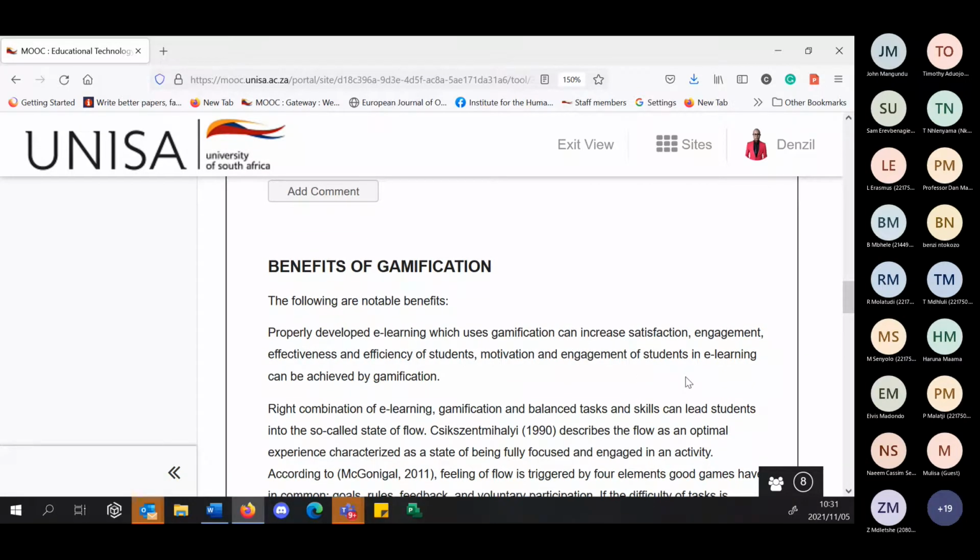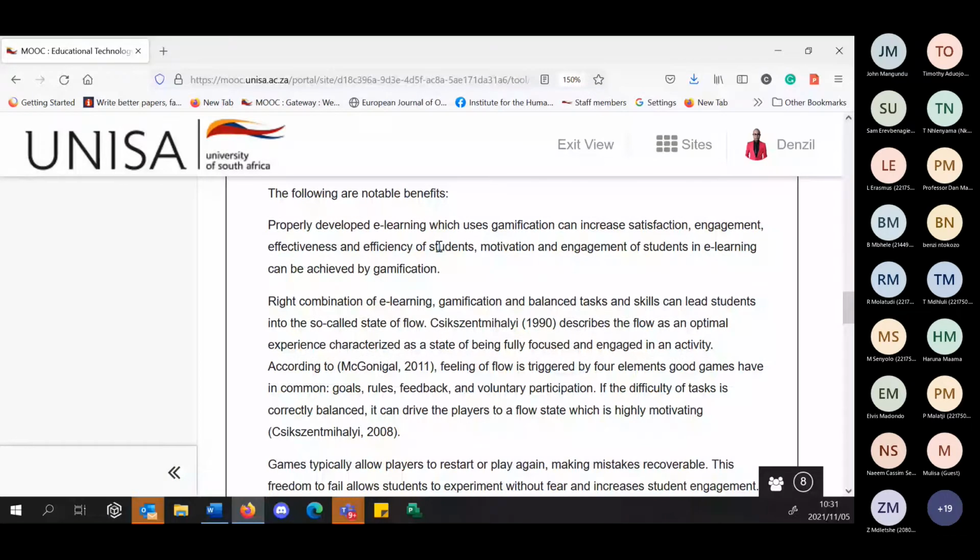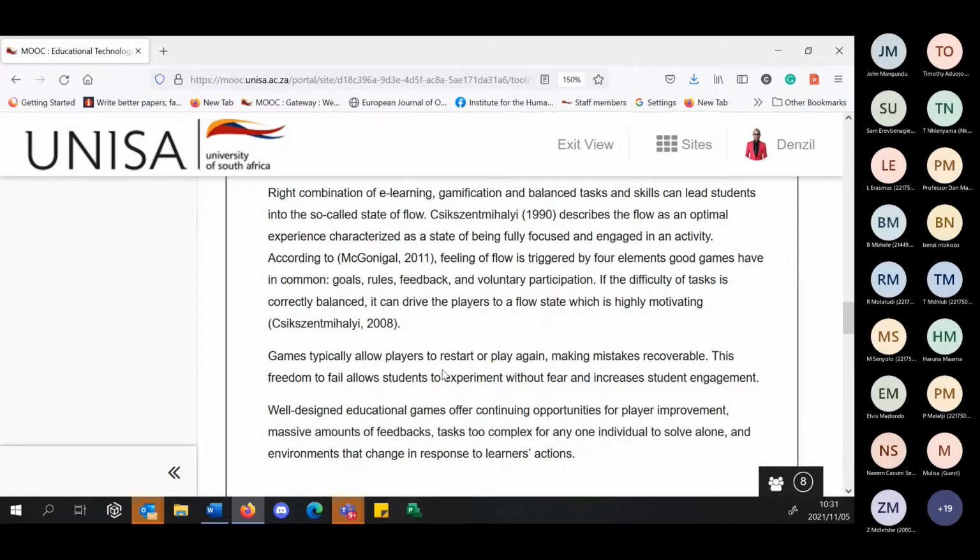Now, this is quite critical. It forces us to rethink how we design our curriculum. And one of the things we are forced to rethink is learning outcomes, because you're now matching your content to a specific learning outcome, to a specific goal in that game as part of this gamification space, right? So the rethinking of our curriculum design and instructional design becomes more critical for us when we start moving into this space. Games typically allow players to restart, play again, making mistakes recoverable.